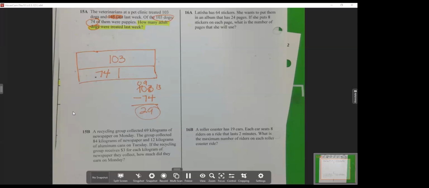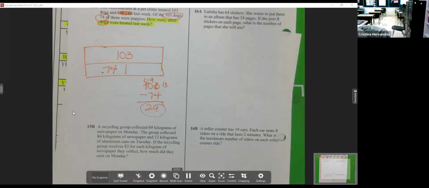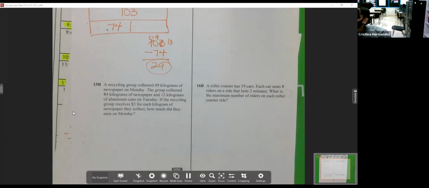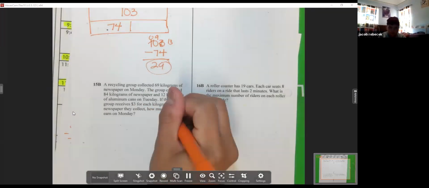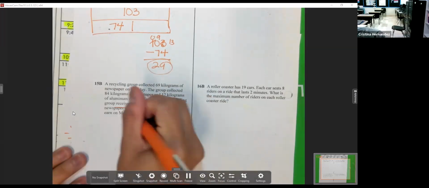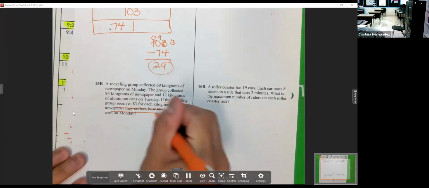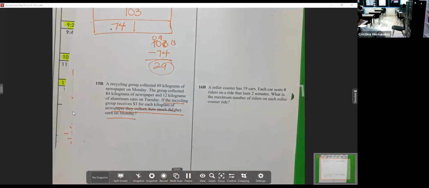15B. A recycling group collected 69 kilograms of newspaper on Monday. The group collected 84 kilograms of newspaper and 12 kilograms of aluminum cans on Tuesday. If the recycling group receives $3 for each kilogram of newspaper they collected, how much did they earn on Monday?